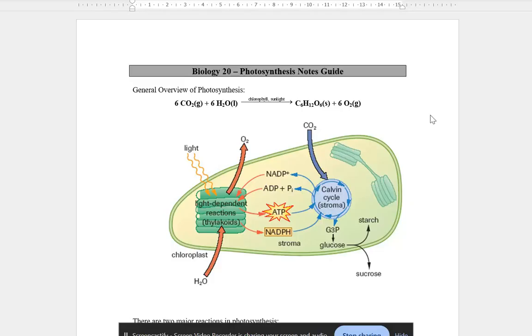Hey there, Bio20s. I have another lesson for you today on photosynthesis. So here we are in our photosynthesis notes guide.